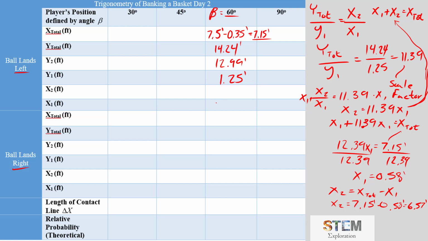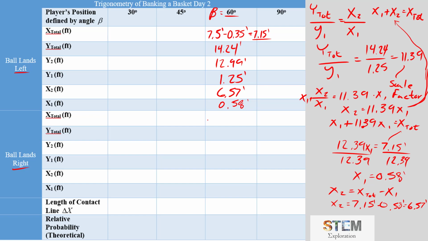So you have 6.57 feet and 0.58 feet. All right, and so now we have some important information, but we need to do the whole thing again where the ball lands to the right.